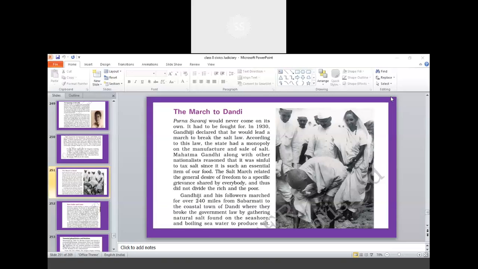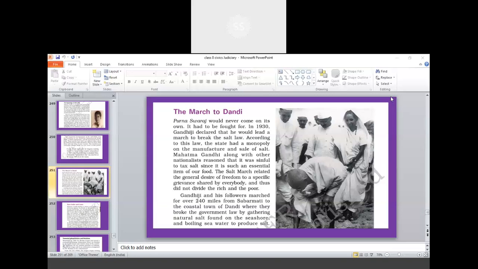Why is it called Dandi? Because the march or Satyagraha culminated in the place called Dandi, ended in the place called Dandi. Then from where did Mahatma Gandhi start his march? Sabarmati Ashram. So, the Dandi March or the Salt Satyagraha was led by Mahatma Gandhi to break the salt law.